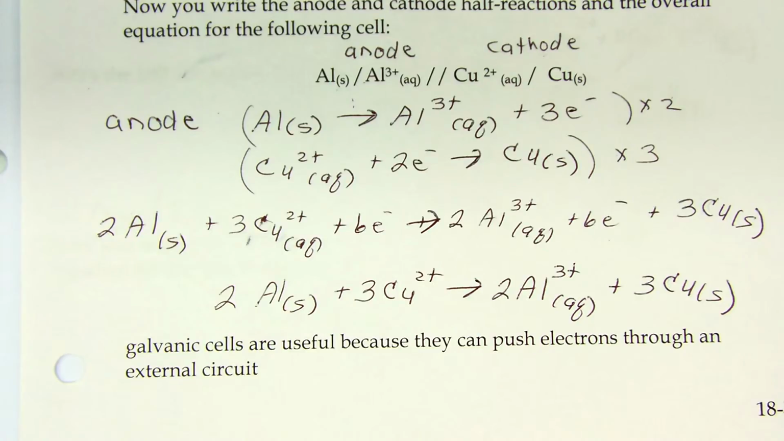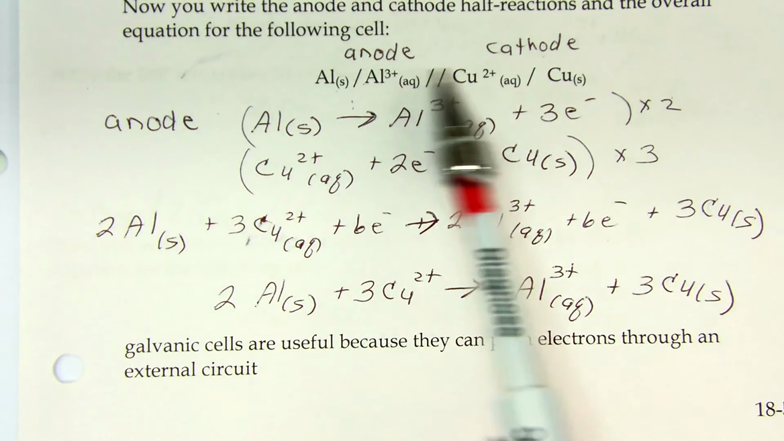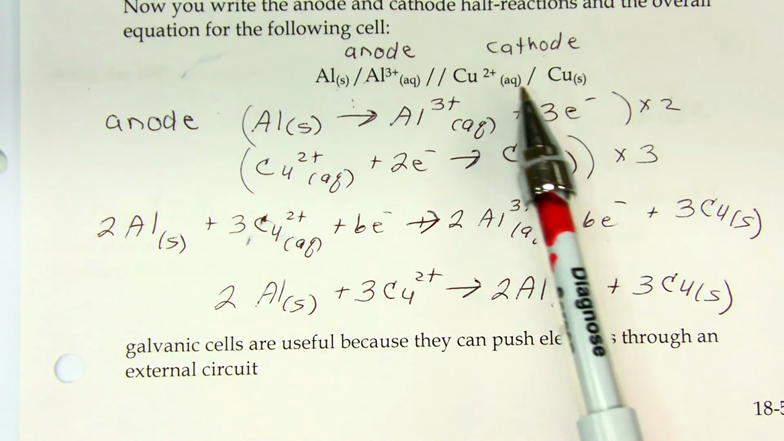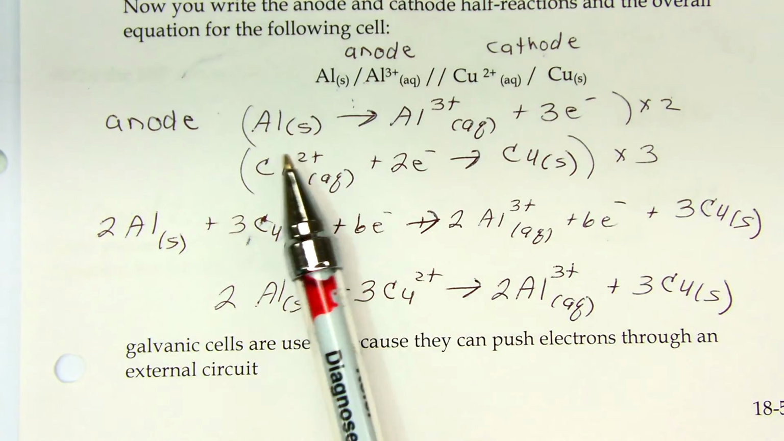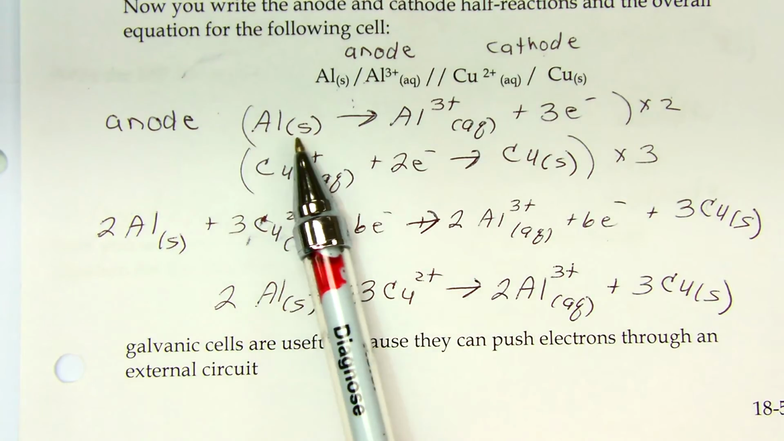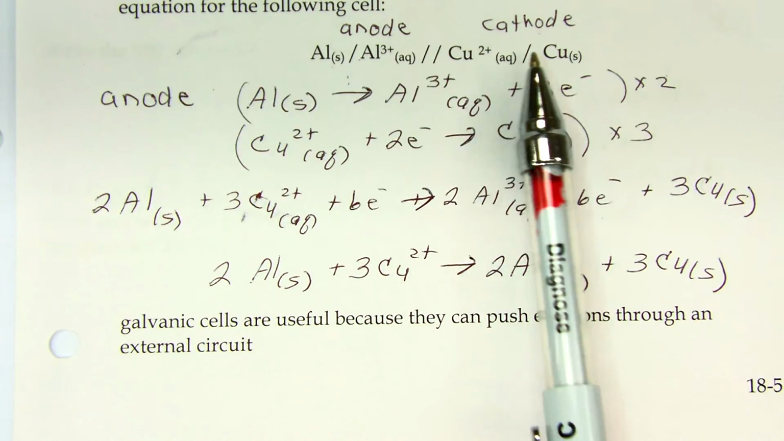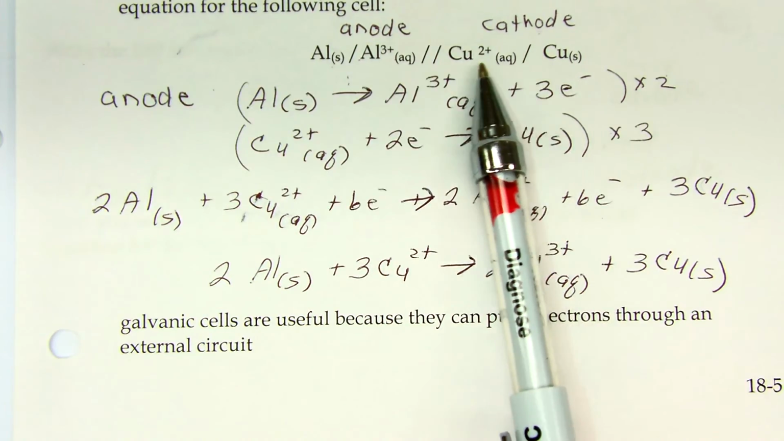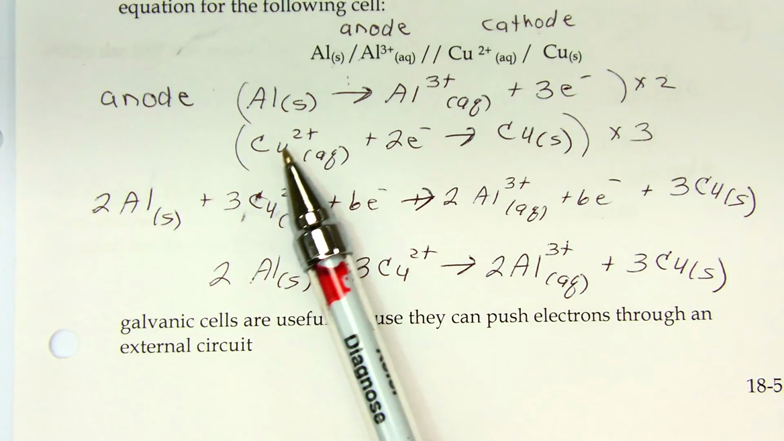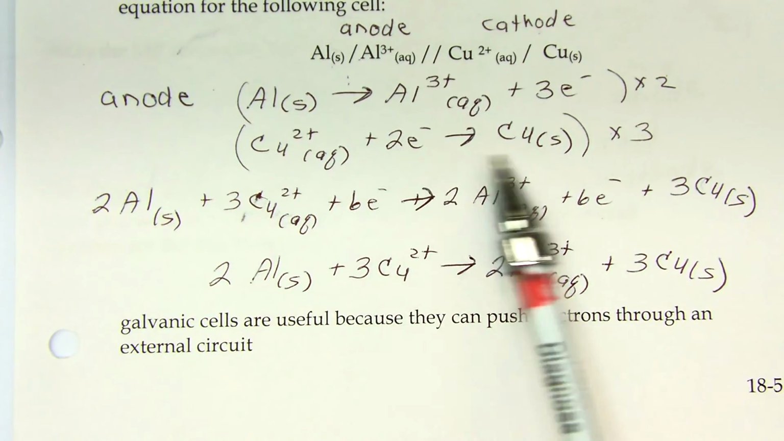Okay, did you get the same thing I did? When we look at this, this is the anode, this is the cathode, so we know the anode is losing electrons. So at the anode half, aluminum solid is making aluminum 3 plus and 3 electrons. And the cathode reaction is the reduction of the copper 2 ion, so it's gaining 2 electrons to make copper solid.